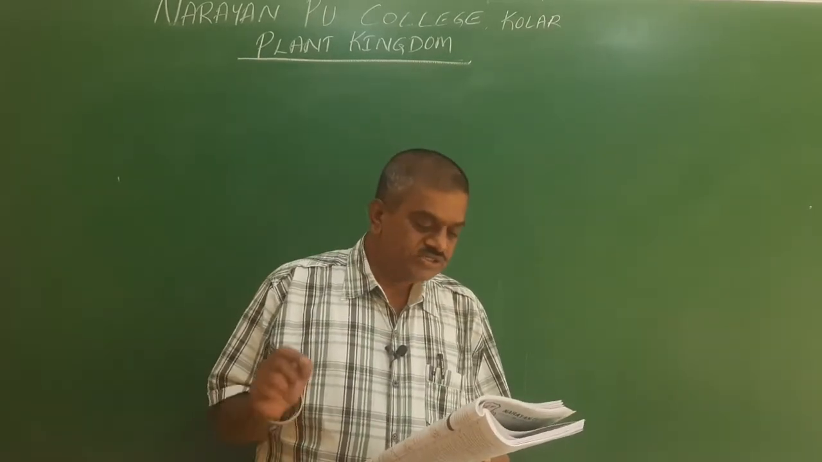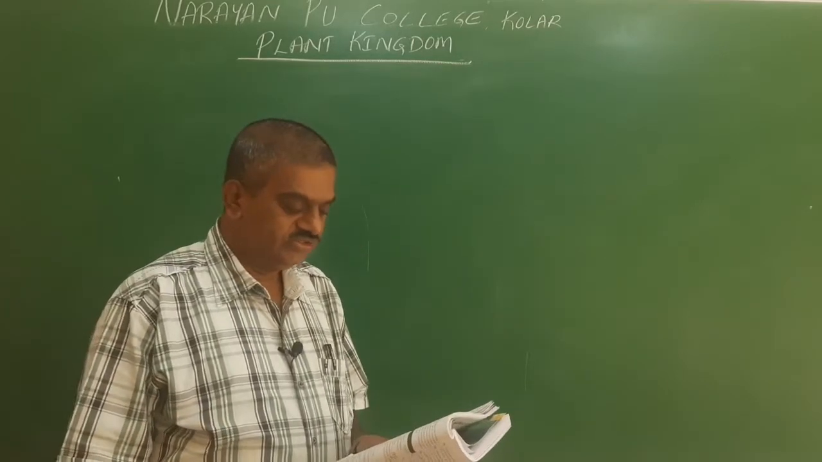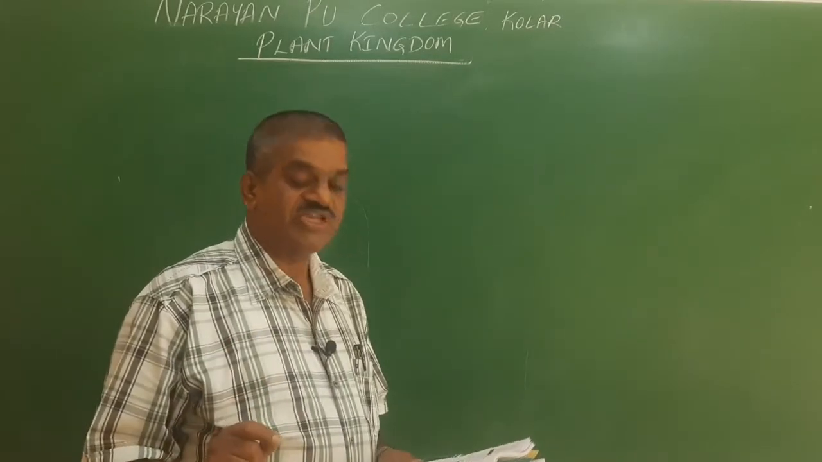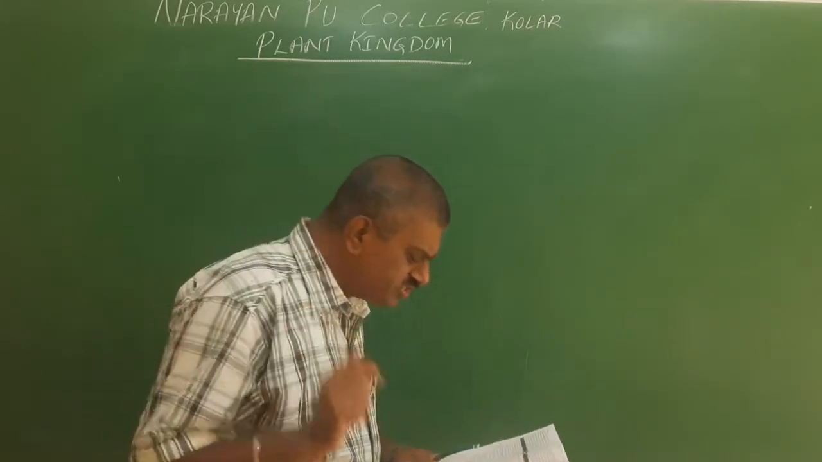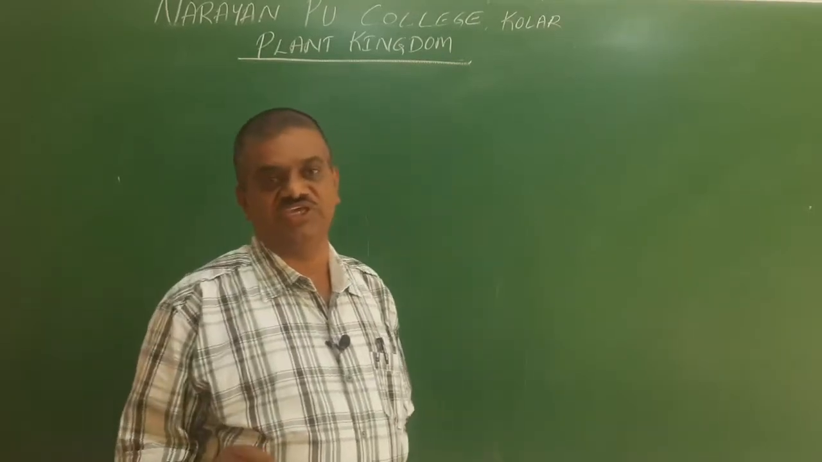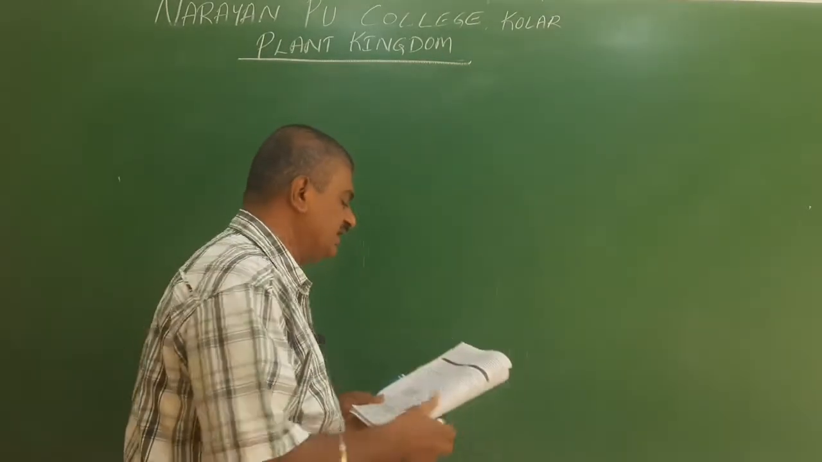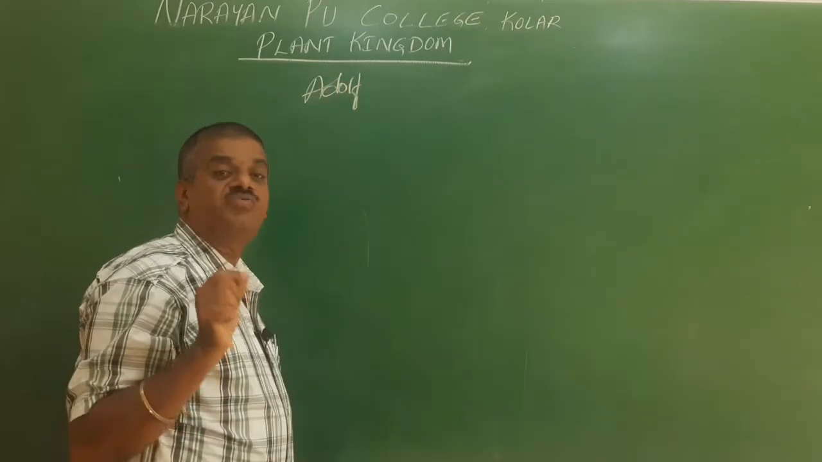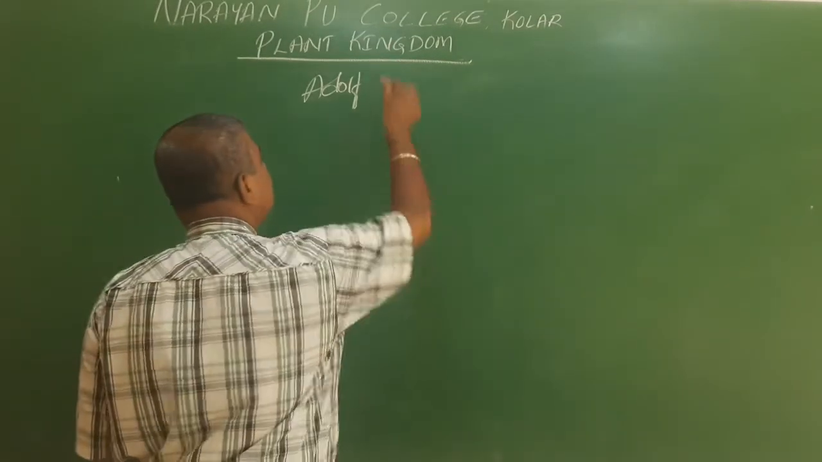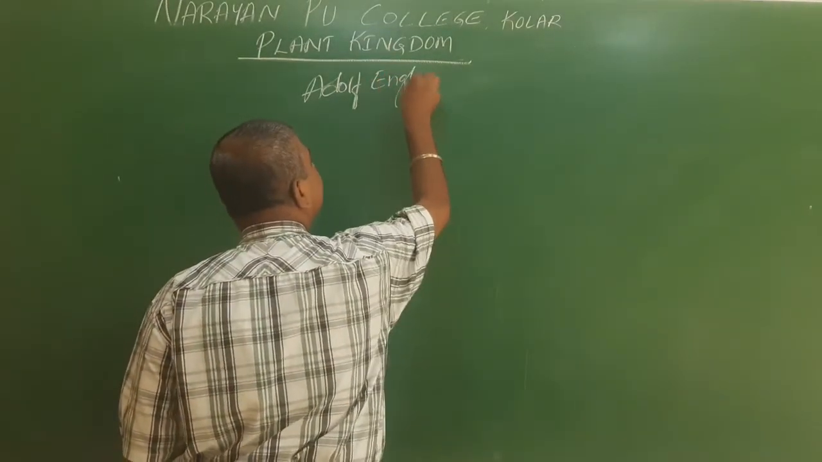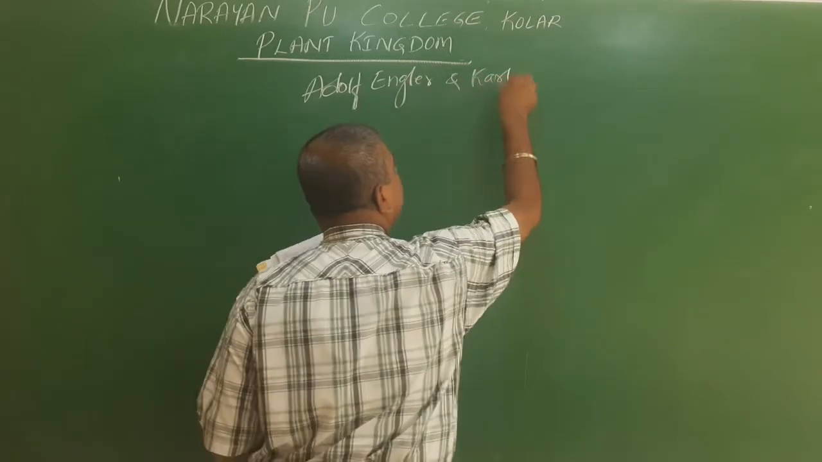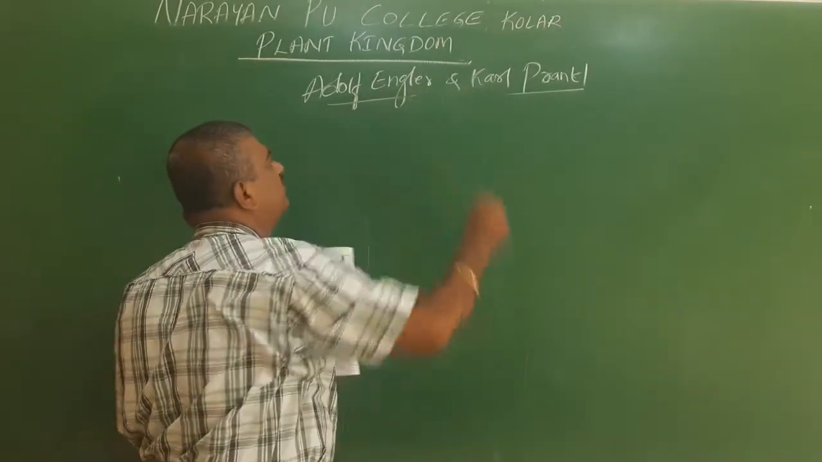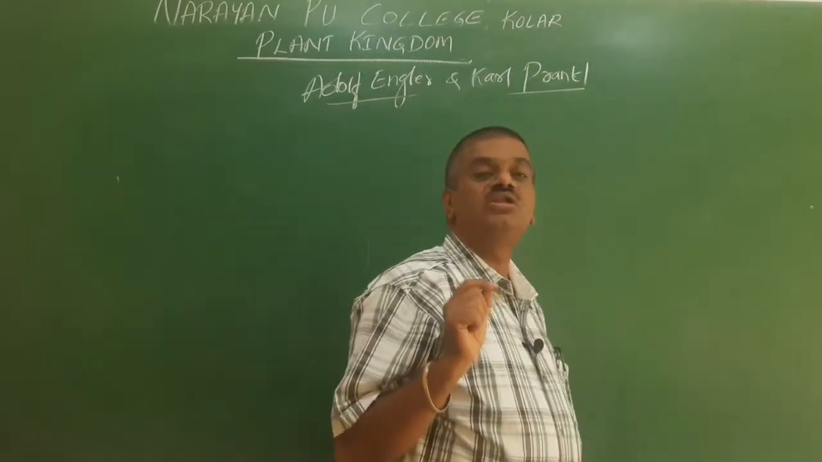Phylogenetic system of classification is based on. So this phylogenetic system of classification was given by Engler and Prandtl. Hence it is also called the Engler and Prandtl system of classification. It was discovered by Adolf Engler and Karl Prandtl.